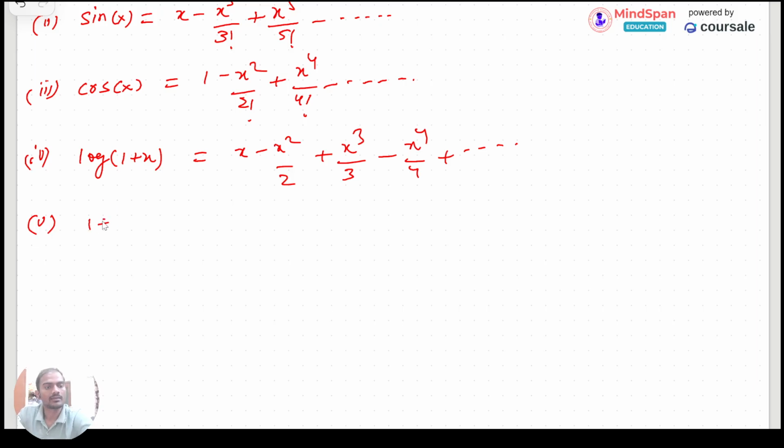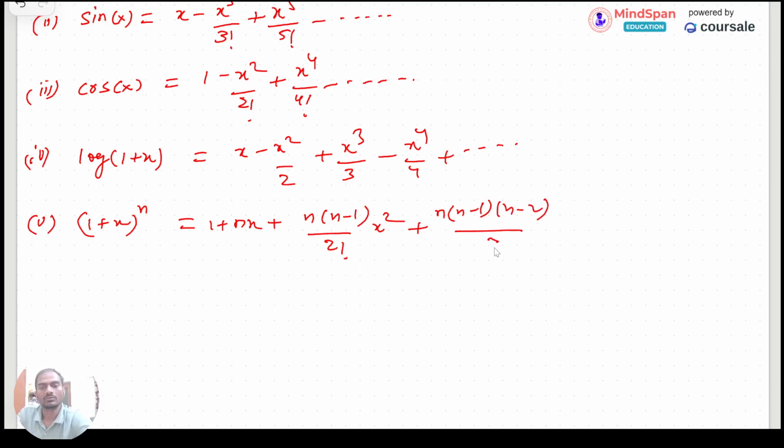Similarly, the binomial (1 plus x) raised to power n, how we get 1 plus nx plus n(n minus 1) by factorial 2 x square plus n(n minus 1)(n minus 2) by factorial 3 into x cube and other higher terms. Okay, that's how we get the Taylor series expansion of this function.